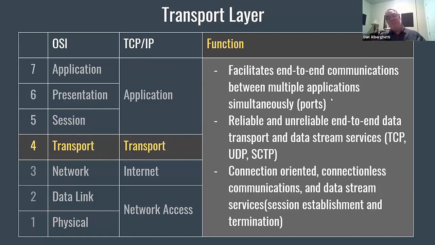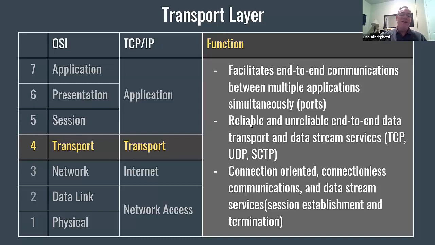So port 80 is HTTP, the web, right? Port 22 is SSH. Port 21 is FTP. By putting these ports here at the transport layer, it facilitates the programs that want to communicate on different ports, and it allows for multiplexing, or multiple services to be sent over the wire simultaneously.